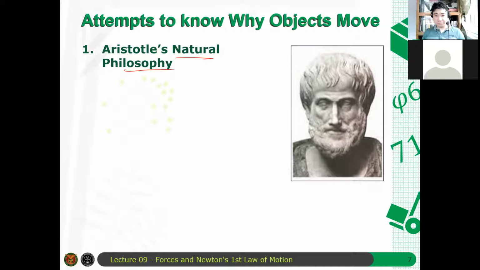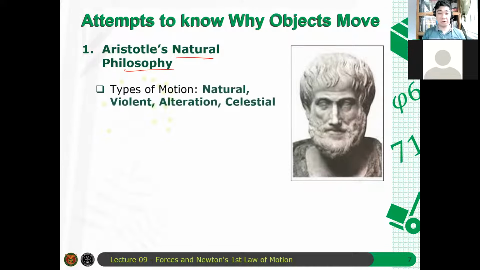Now, ganito. Aristotle has an idea of what has observations. So observe some objects and then realize by deduction na baka ganito ganito yung motion ng mga bagay-bagay. And he classified motion into 4. Natural motion, violent motion, alteration, and celestial motion. So I'll explain to you celestial motion in a bit. Natural motion is up and down motion. This is what's known as up and down motion.